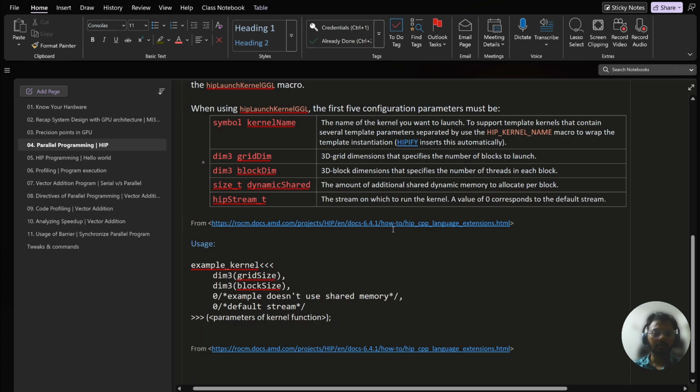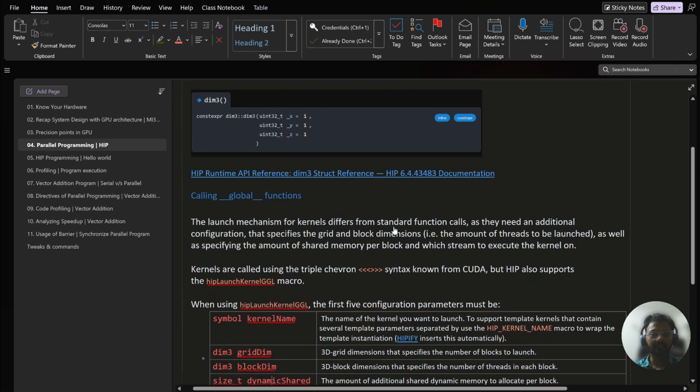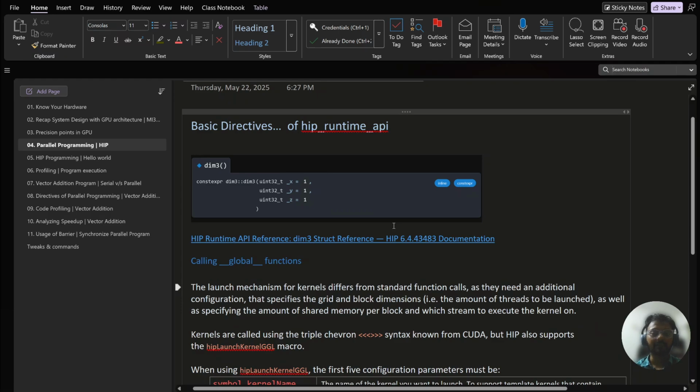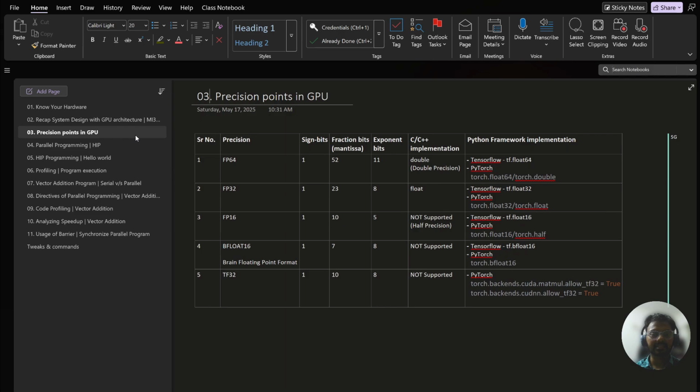Going forward, another important thing when we are working with parallel programs, when we are harnessing the maximum power, is how we define the variables, what the size limit is, and how we can utilize memory. As you can see here, uint32 is nothing but an unsigned integer of 32 bits. This is called precision. These are the precisions which are important to know when we are working with the GPU, and these are the various precision points and how they have been implemented and used.